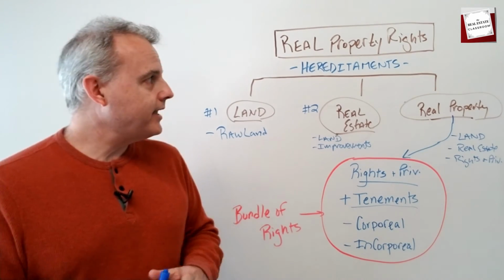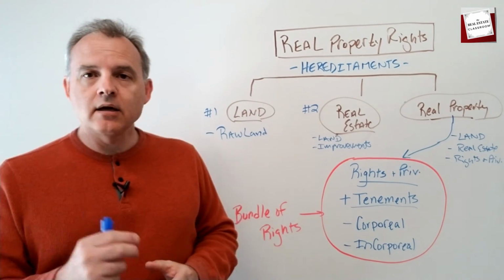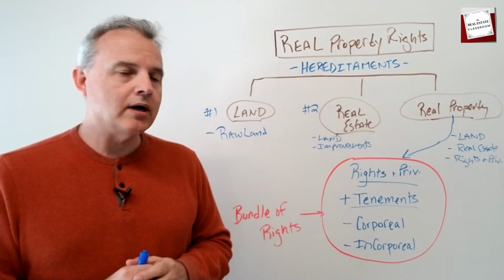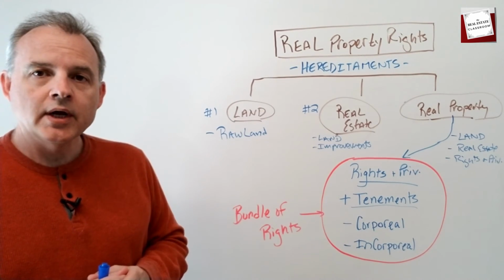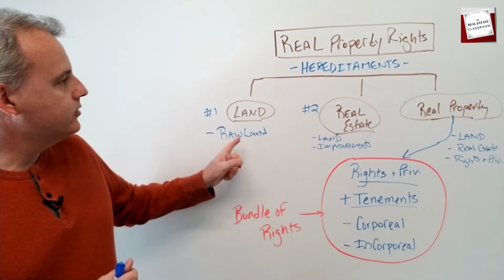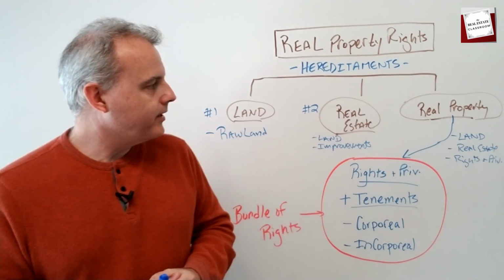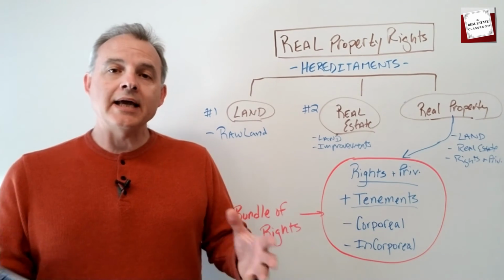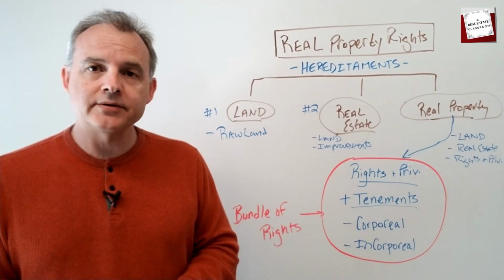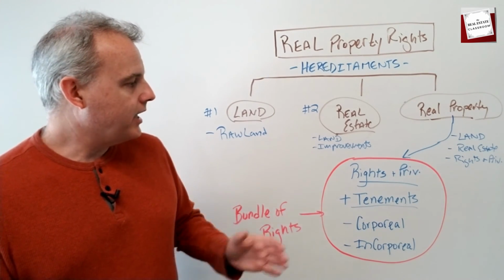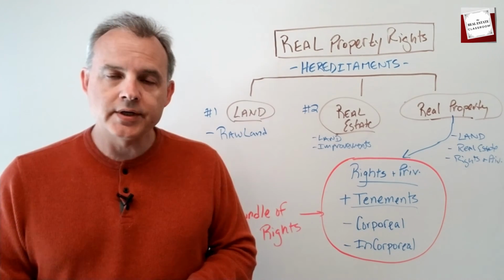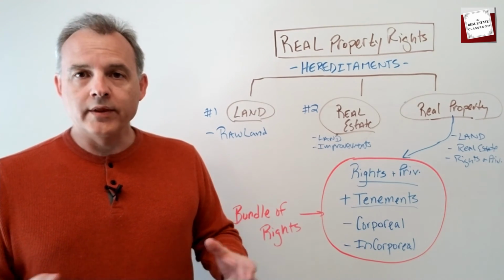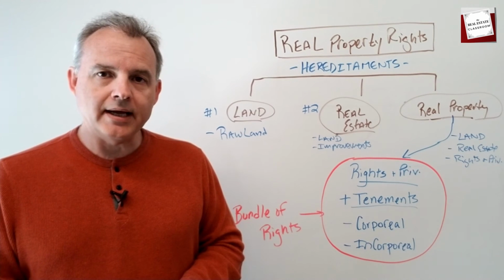All right, so just to recap here, hereditaments is the largest classification of real property rights that someone has in their property. It includes land, real estate, and real property. And don't forget that under real property, we have not only the land ownership and all the improvements that we own on that land, but also all the rights and privileges that go along with owning that property fee simple absolute.